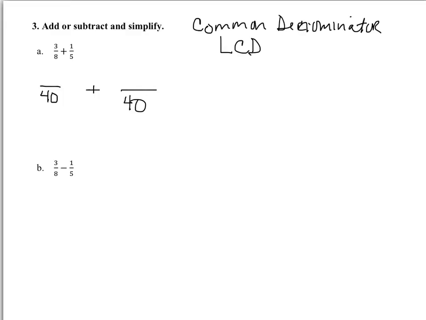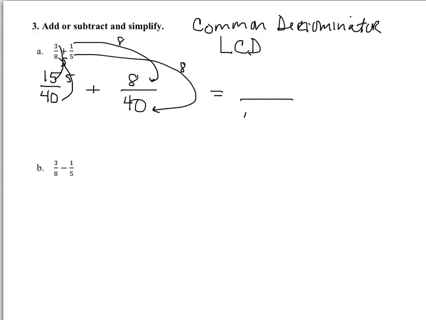And then I say to myself, self, what do I multiply by 8 to get 40? 5. So I also have to multiply the 3 times 5, so I get 15. Same way here. What do I have to multiply the 5 by to get 40? 8. So what do I have to multiply the 1 by? 8. 1 times 8 is 8. So now I'm golden, man. I keep the denominator the same, add my numerators, and I'm done. In fact, I'm simplified. I have a proper fraction, no common factors, I'm done.